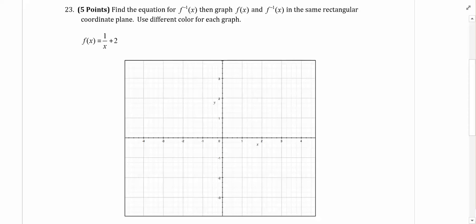Okay, so this problem is asking us to find the equation for f inverse of x and then graph both of them in the same rectangular viewing window. Okay, so first let's find the equation. So I would replace f of x with y. So y equals 1 over x plus 2.